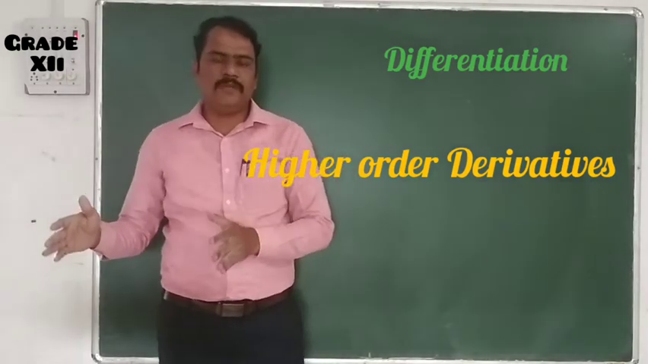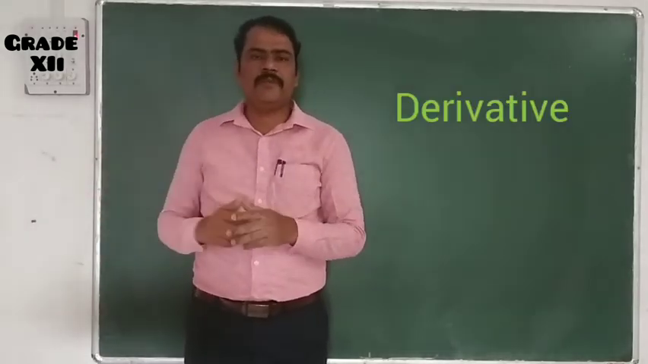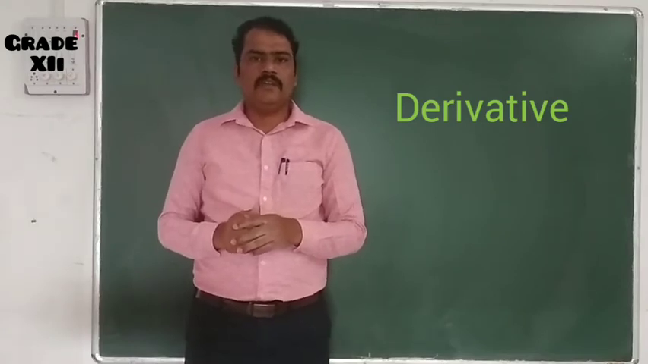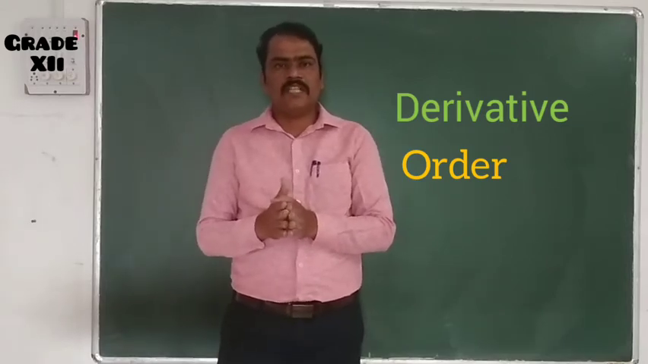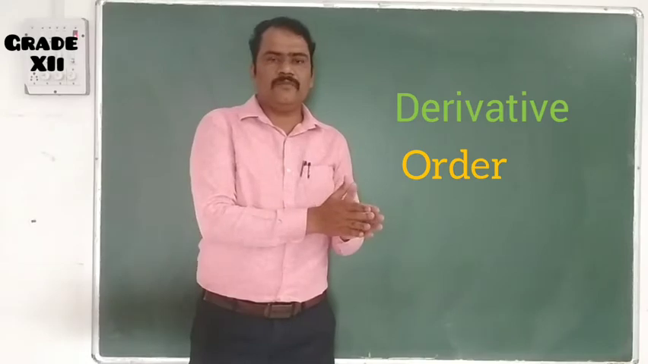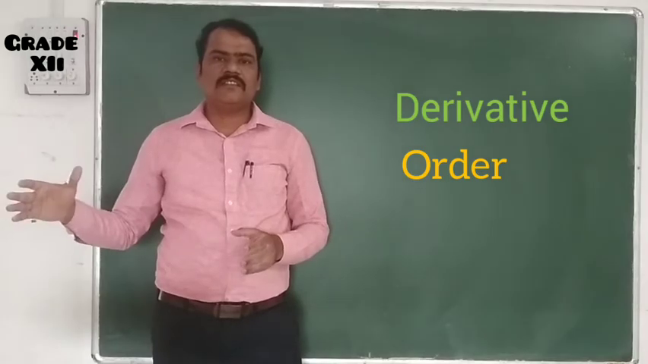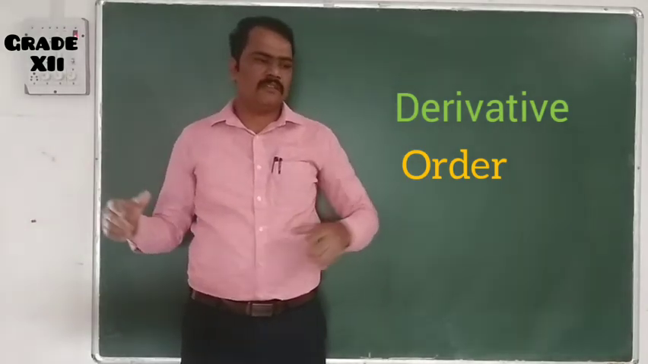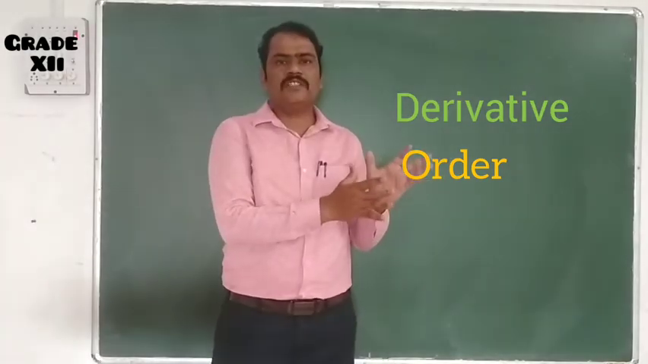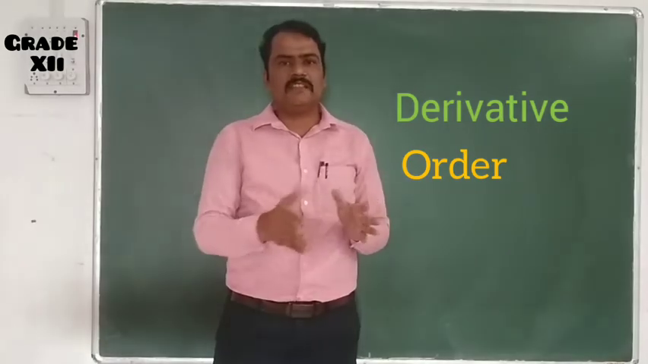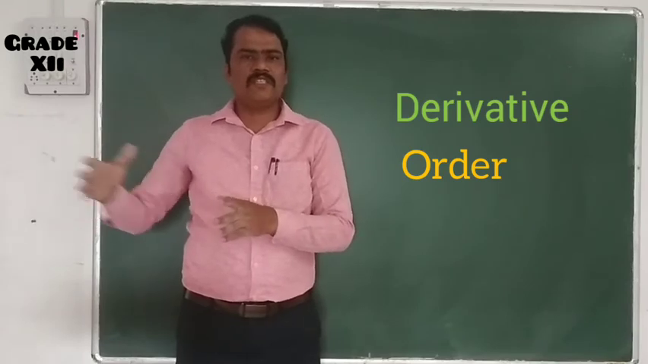Higher order derivatives. We know that derivative means differentiation of the dependent variable with respect to the independent variable. Order means, if you are standing in a queue, who is standing first, who is second, who is third, who is fourth, that is the order of that person. The person standing first is first order, or his number is first. After that, second, third, and so on. Higher means 1, 2, 3, 4, 5, 6, and so on.